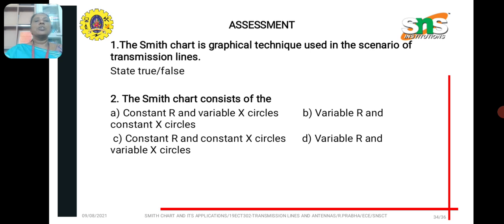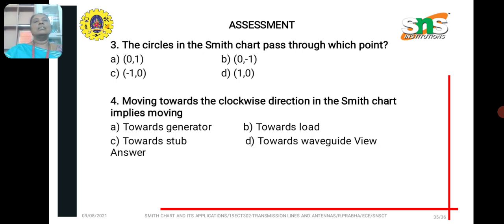Assessment. The Smith chart is a graphical technique used in the scenario of transmission lines. True or false? That is true. The Smith chart consists of, we know, two families of circles: constant R circles and constant X circles. So the answer is A. The circle in the Smith chart passes through which point? We know it is 1, 0, the answer is D. Moving in the clockwise direction in a Smith chart is towards the generator.